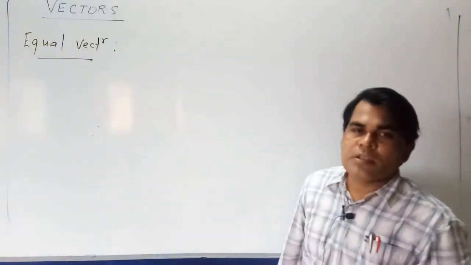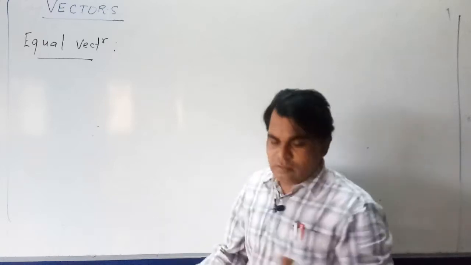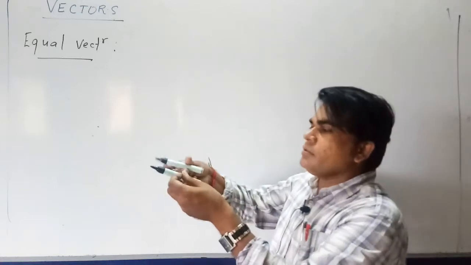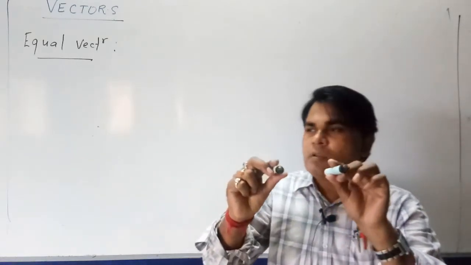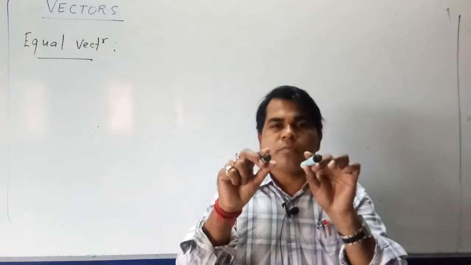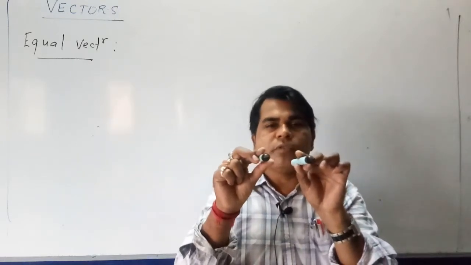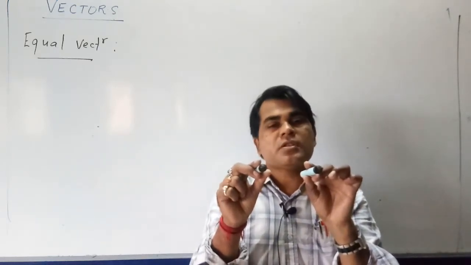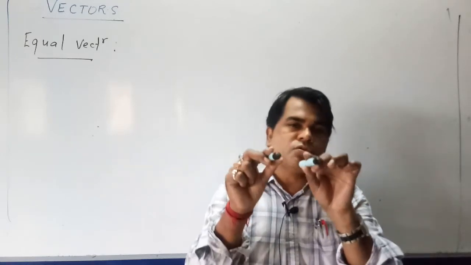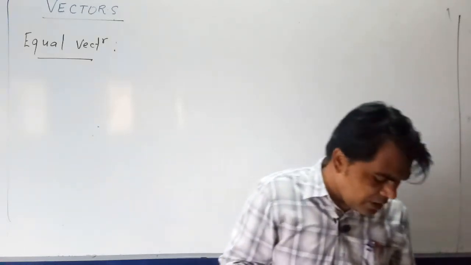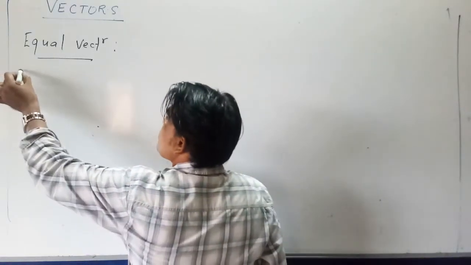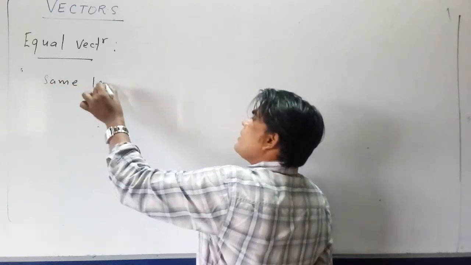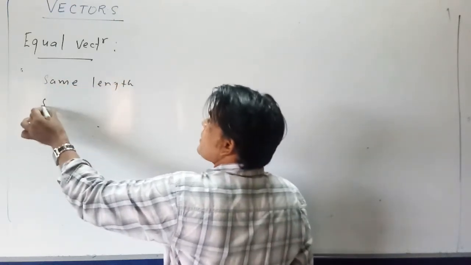Equal vectors means, suppose these are two vehicles which are moving, or suppose two scooters of the same company are moving on a road in the same direction with the same speed. That means these two are equal vectors. So equal vectors can be described as two vectors having the same magnitude, same length, same direction.